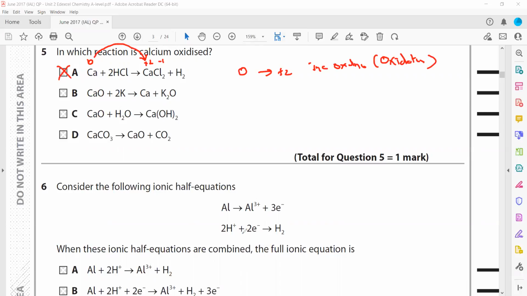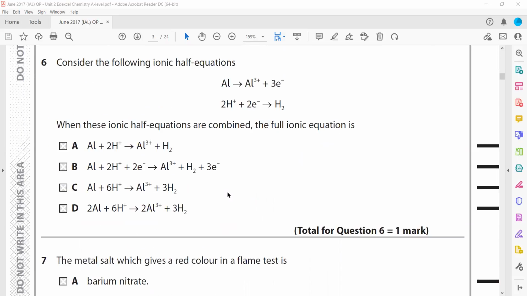The meaning of oxidation is a loss of electrons, or addition of oxygen, or an increase in the oxidation number. Consider the following ionic half equations. When these ionic half equations are combined, the number of electrons lost should be equal to the number of electrons gained. Here the numbers of electrons are not the same. So what do we have to do? We have to multiply this equation by 2, so this will be 2, 2, and this will be 6. And the bottom equation we multiply by 3, so this will be 6, and this will be 3.